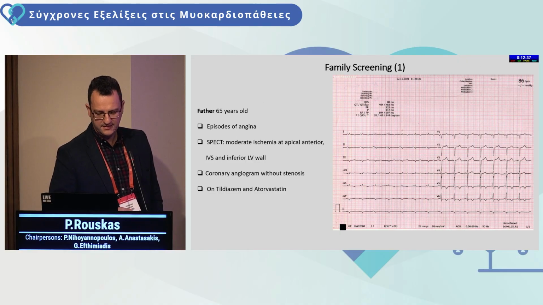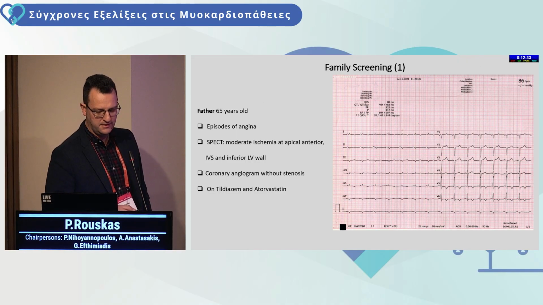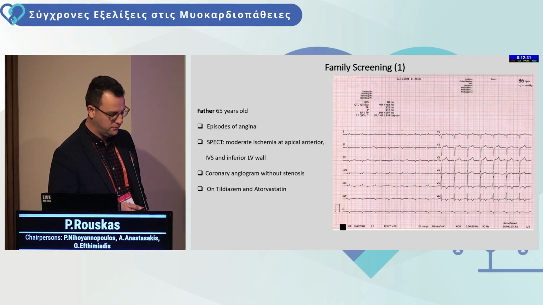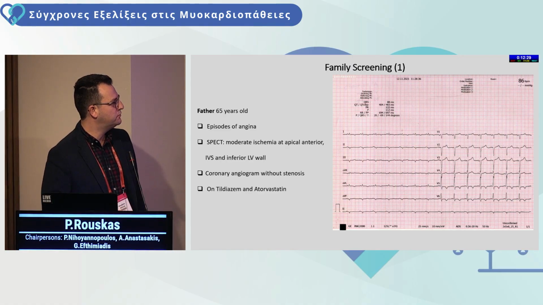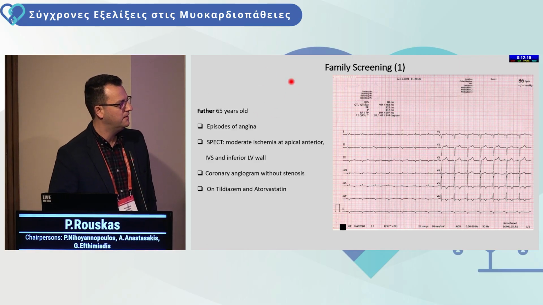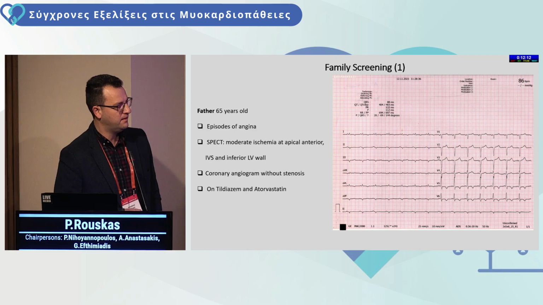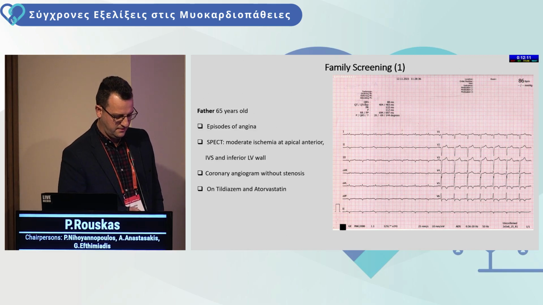We then started looking at the family, first of all the father, 65 years old, complaining of previous episodes of angina. SPECT showed mild ischemia, but the coronary angiogram was normal. He was on these specific medications. You can see the ECG of the patient, which is quite abnormal, with low voltage criteria, QS in the inferior leads, as well as negative T waves in the lateral leads.